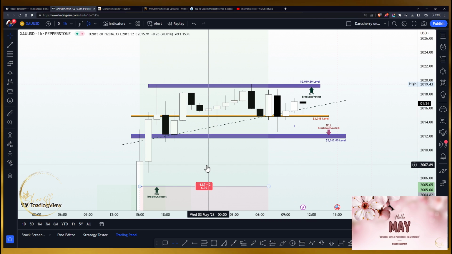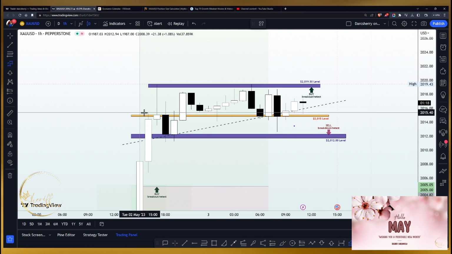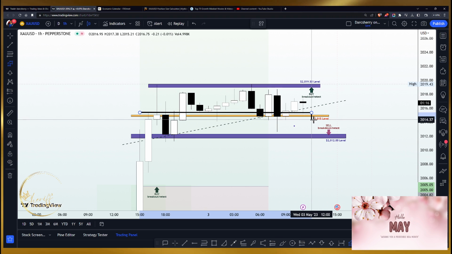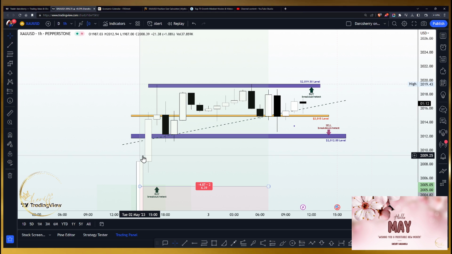Now, in addition to this trend line is this key level at the $2015 mark, which has been a major determinant of price action in the last 18 hours, as you can see here. So I have a key level here. So what we are going to be doing here, how are we going to be using this structure to guide our trading activity?